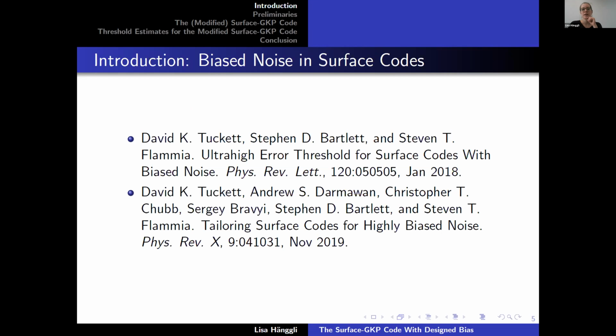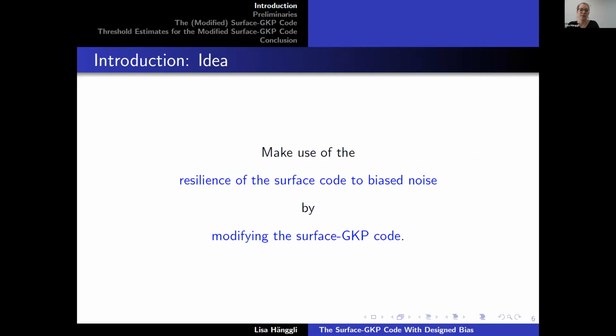So now, the idea of our work is actually rather simple, namely, we want to make use of the resilience of the surface code to bias noise by modifying the Surface-GKP code. More precisely, in the aforementioned works about the Surface-GKP code, the base GKP code that was used was a standard GKP code, which is symmetric in the position and the momentum operator. But if we, on the one hand, use an asymmetric version instead, and on the other hand, adapt the concatenation procedure appropriately, then we will end up with a bias noise at the level of the surface code, and our numerics indicate that we indeed get an improved threshold with this strategy.